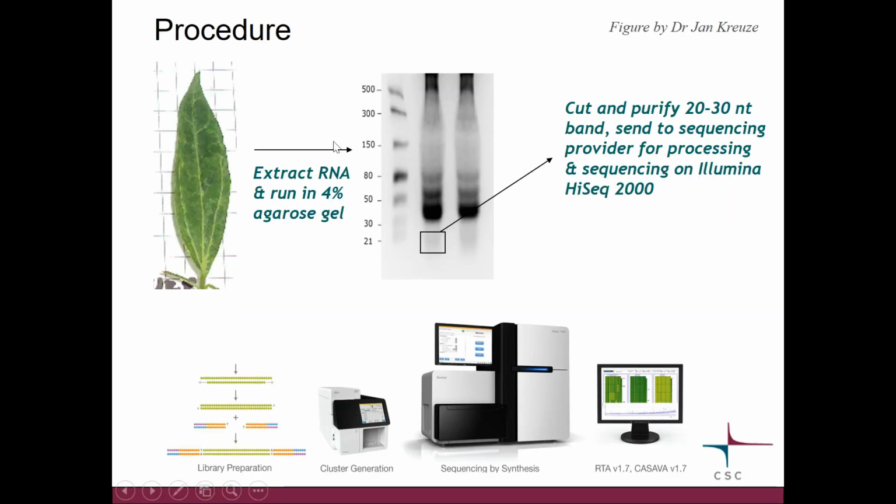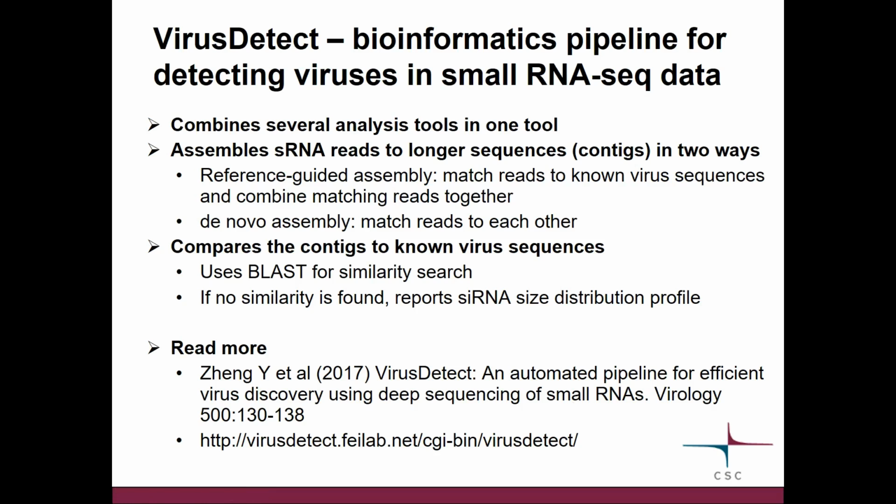So we extract RNA, size separate the molecules, take the fraction which contains the very short 20 to 30 nucleotide RNA molecules, and send them for sequencing. When the data comes then from those very short sequencing reads, we need to figure out what viruses are present. There would be several ways to do that, but one of the most recent methods is called VirusDetect, which was developed at the Cornell University in the US by Cheng et al.